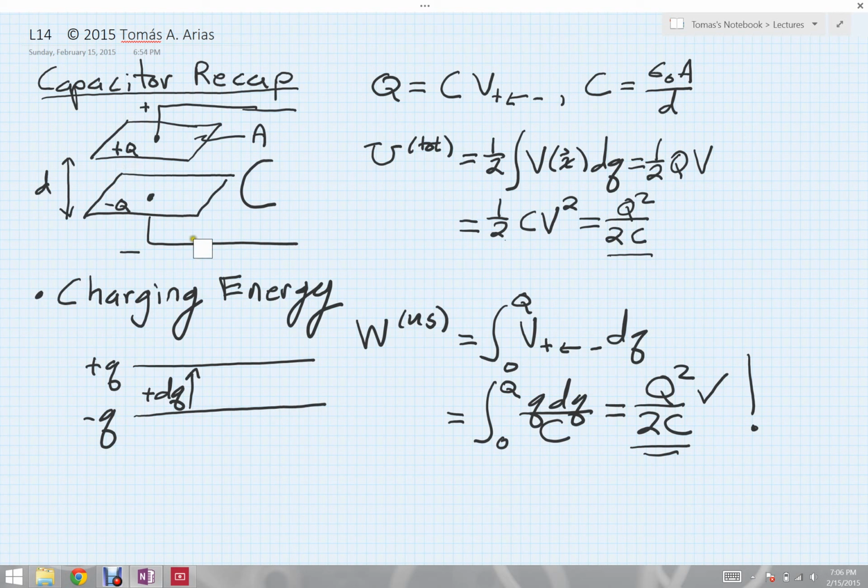The way this system interacts with the outside world, what defines its terminal characteristics, are the amount of charge Q that has flowed in along this top wire, with the corresponding minus Q having flowed in from the bottom wire, or equivalently a plus Q having flowed out from the bottom. So Q is one of the terminal characteristics, the net charge that's flowed in here. The other terminal characteristic is the voltage between the minus lead and the positive lead.